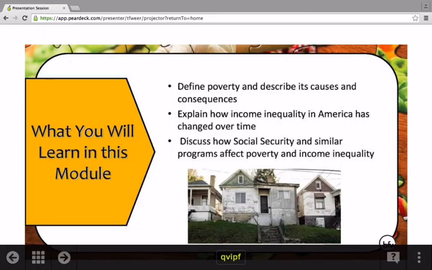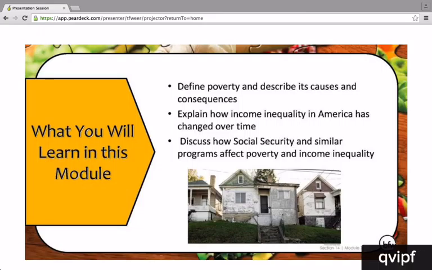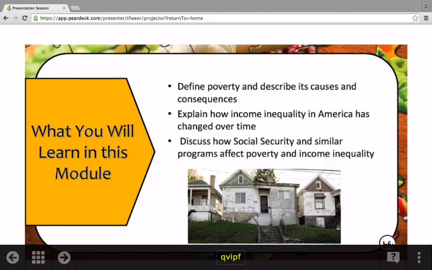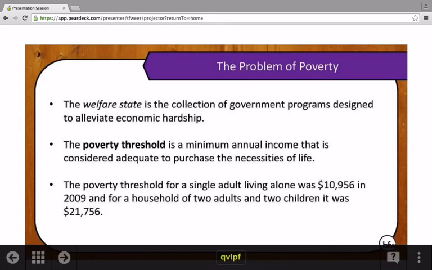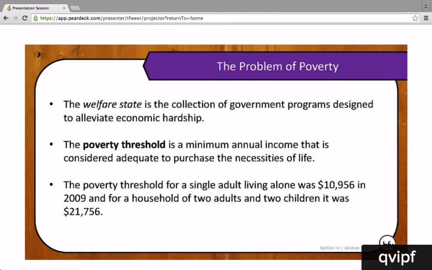So in this module, I will define poverty and describe its causes and consequences, explain how income inequality in America has changed over time, and discuss how Social Security and similar government programs affect poverty and income inequality in this country. So first, let's talk about the problem of poverty itself. What is it, and why is it a problem?